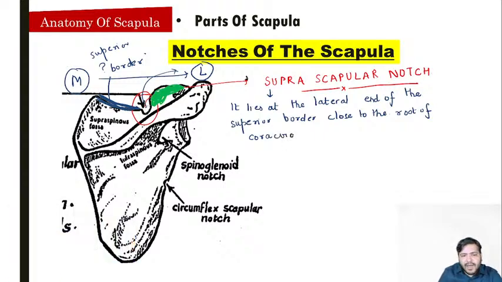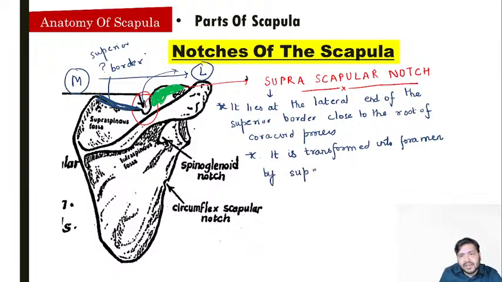Apart from that, guys, now 2-3 points which are very essential right now, and mention these in your notes. It is transformed into a foramen, by a ligament that is present over here, that is called the suprascapular ligament.